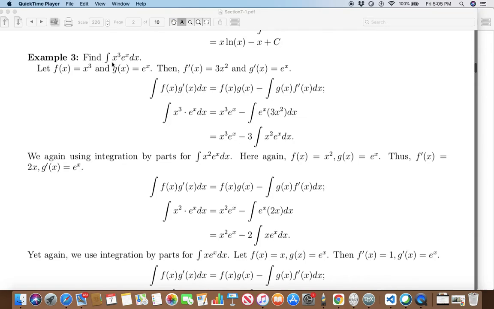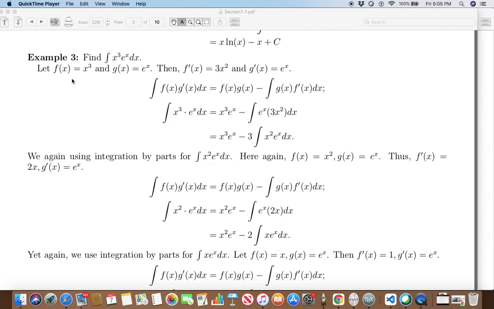Here, find the integral of x cubed e to the x. So we are going to let the first factor f(x) be x cubed and the second factor, its integral is g(x). So what is the integral of e to the x? It's again e to the x. So g(x) is e to the x, its derivative is e to the x. f(x) is x cubed, its derivative is 3x squared.